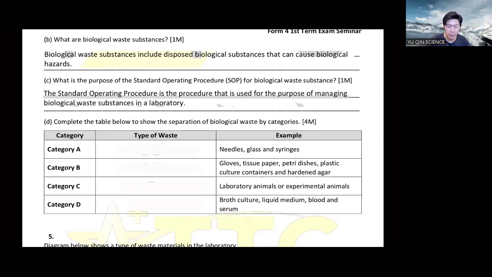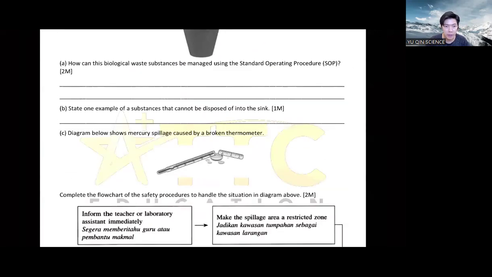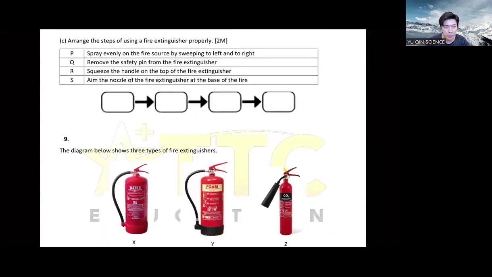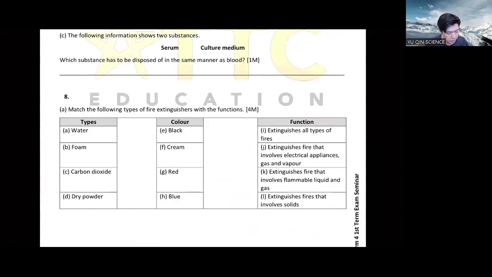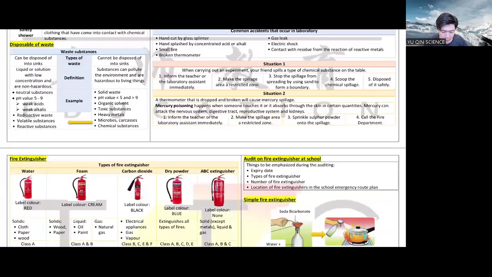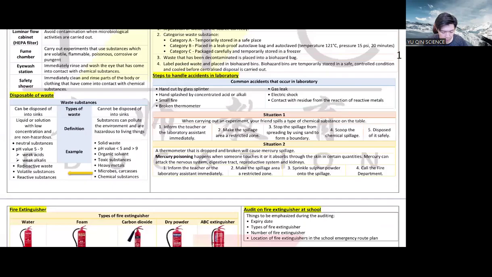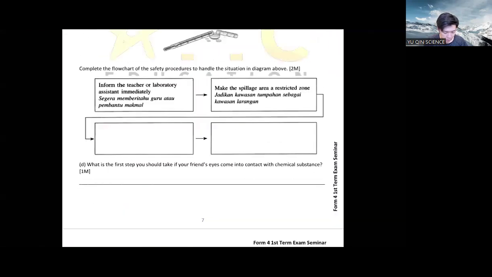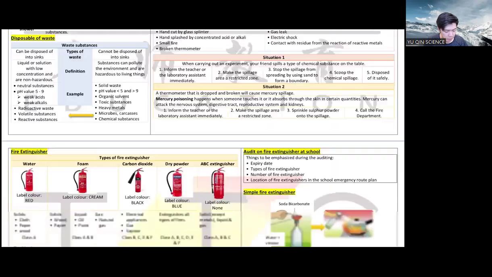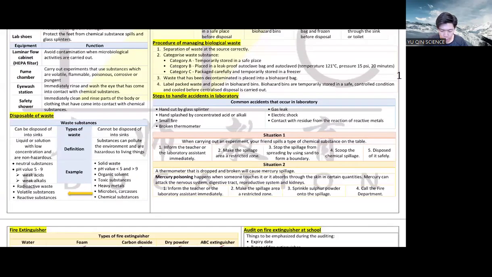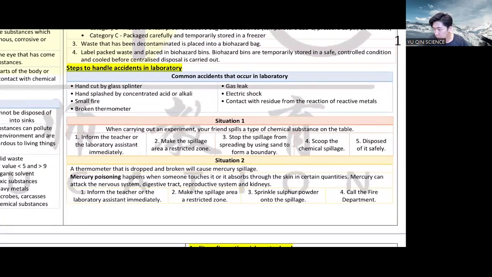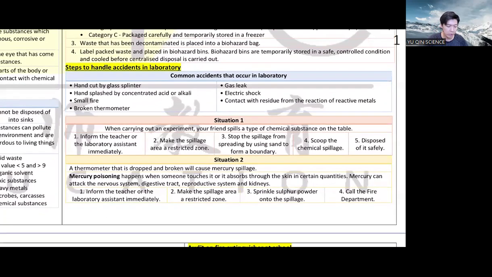Okay, good. Shouldn't be a problem. I'll wait for you. We go to another part. Let me see. After this, steps to handle. Okay, we'll get to the fire extinguisher, but before that, I will talk about this part a little bit. Yeah, okay, you're good.